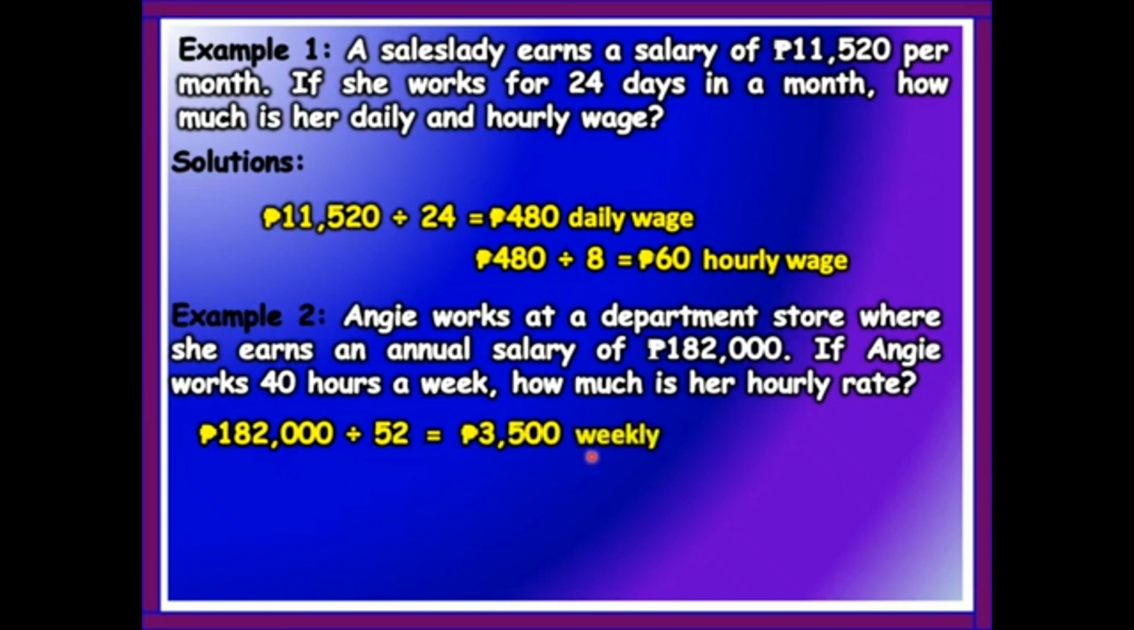So this is her weekly. So we need to find hourly rate. So to find hourly rate, the 3,500 pesos will be divided by 40 since she works 40 hours a week. So dividing it, that will be 87 pesos and 50 centavos. And that's the hourly rate of Angie.